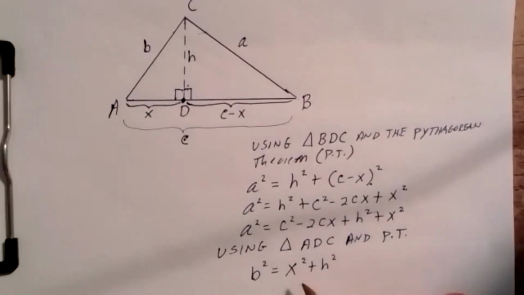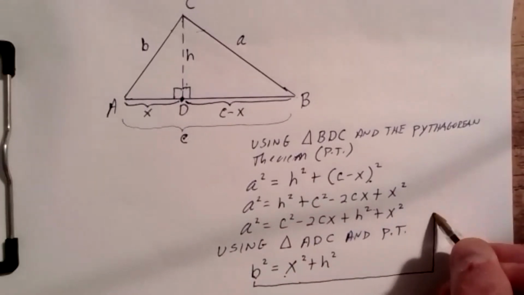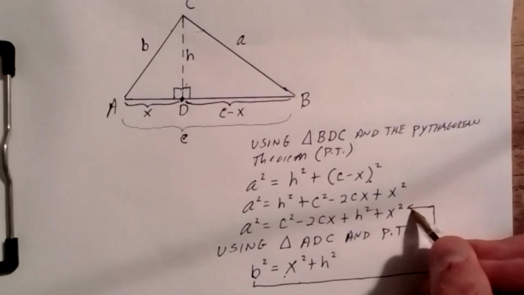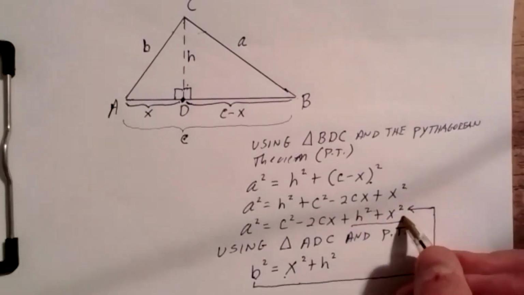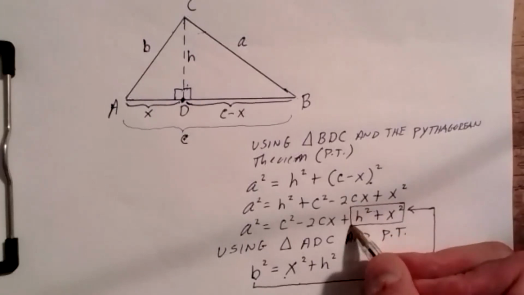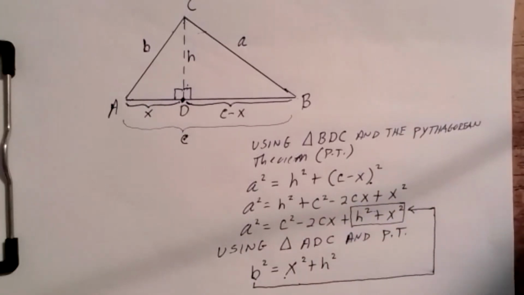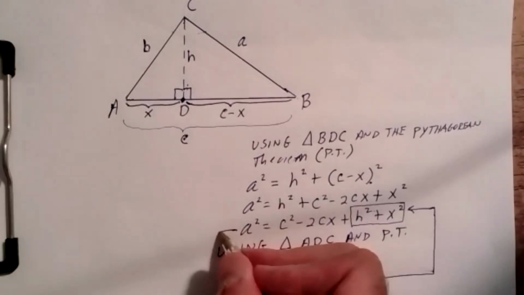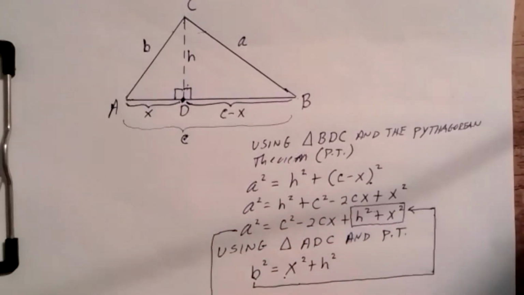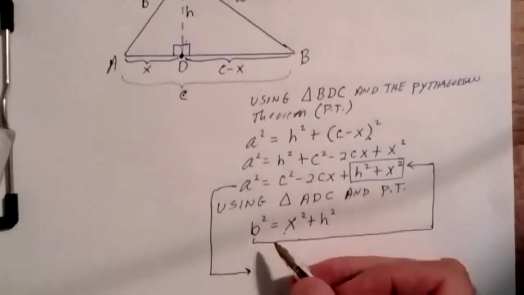But ladies and gentlemen, another name for x squared plus h squared is b squared. So do you agree that this b squared here, which is x squared plus h squared, can come up here and take the place of what quantity in this equation? It can take the place of h squared plus x squared. Everybody see that here? Another name for h squared plus x squared is b squared. So therefore, after making that substitution, this equation is going to look like this.